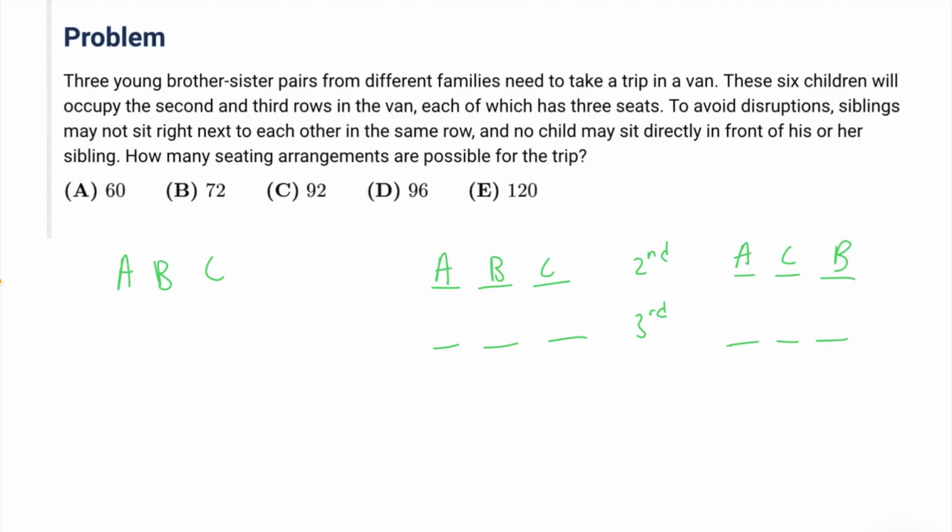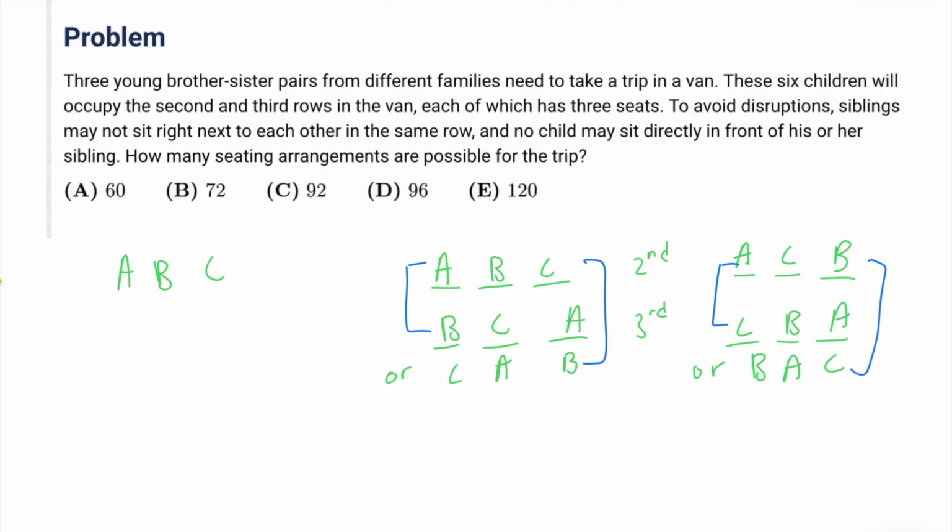So these are the 2 possibilities. Now let's look at the third row. For A, B, C, it could be either B, C, A, or C, A, B. And if the second row is A, C, B, then it could be C, B, A, or B, A, C. This is just to ensure that for each column, there are no siblings from the same family. So this gives us 4 family patterns. So that's 4.